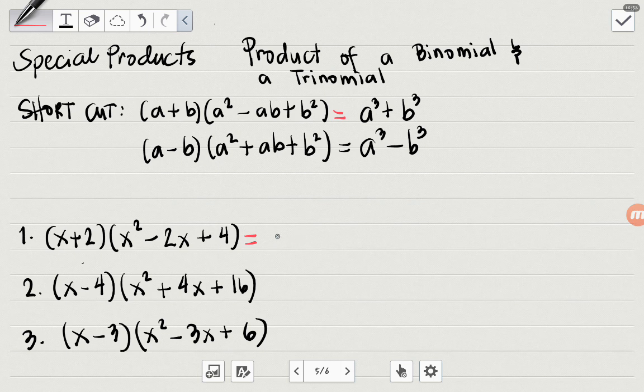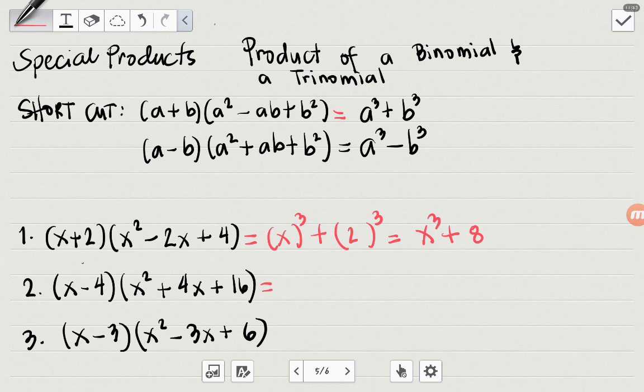So, pwede natin gamitin ito for number 1. So, ang first term natin ay cube ni x plus cube ni 2. So, cube of x is x cube. And then plus cube ni 2 ay 2 times 2 times 2 ay 8. Okay, hindi 6 ha. It's 2 times 2 times 2.